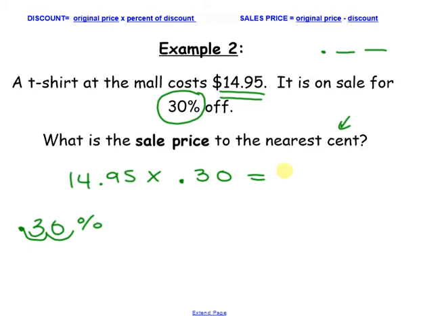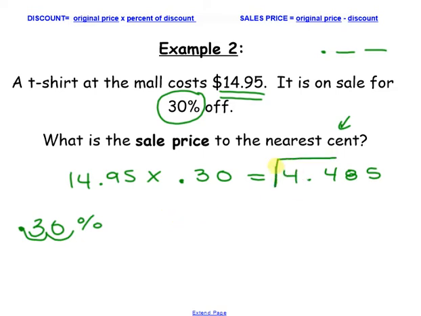Okay, your calculator should have given you 4.485. Okay, do not round yet. We want to round at the last step. So now let's calculate our sale price. That's our original price minus the discount.